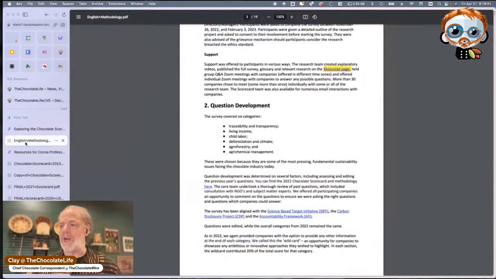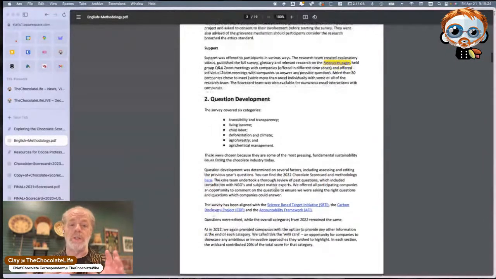So reading through the methodology, it talks about the 6 categories that are covered. So traceability and transparency. And by the way, traceability and transparency are 2 very different things. So we're conflating extremely different concepts. I can be transparent about what it is that I do, but be very selective in what I am transparent about, and not be transparent about my traceability. I don't think you can conflate these 2 topics. If this were my survey, I would not conflate them. I think they're very, very different. Then there is this concept of living income, child labor, deforestation, climate, agroforestry, and agrochemical management. So those are the 6 areas that are being covered in this year's survey.